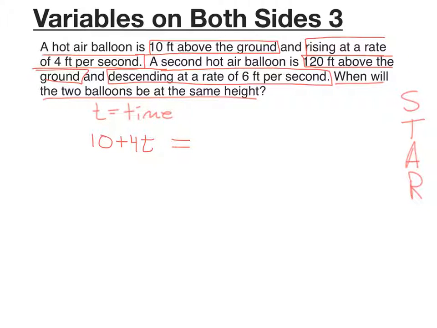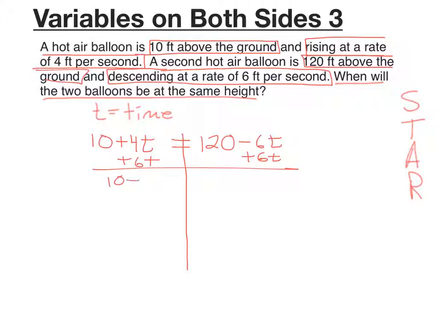Our second balloon starts at 120 feet, but this one is descending at a rate of 6 feet per second. So its height should decrease by 6 feet every second. So this is going to be minus 6t. Now we have an equation that we can solve. I'm going to eliminate this negative 6t here by adding 6t to both sides. That's going to give me 10 plus 10t equals 120.